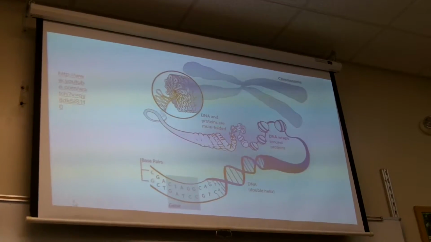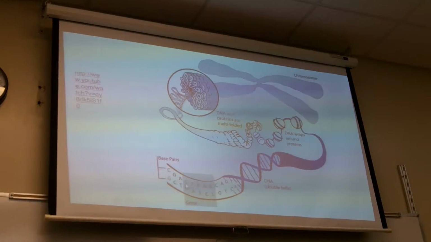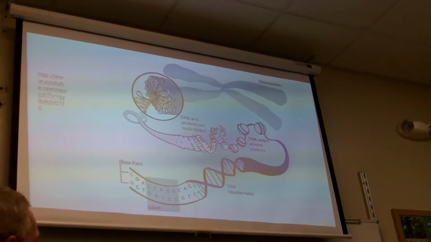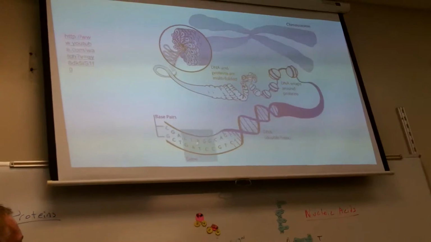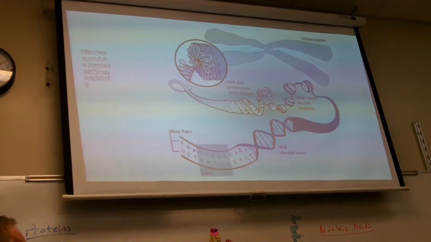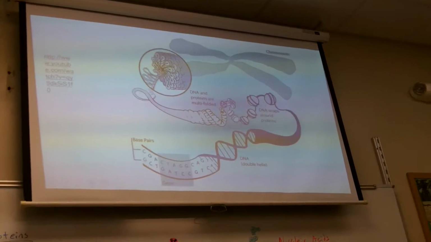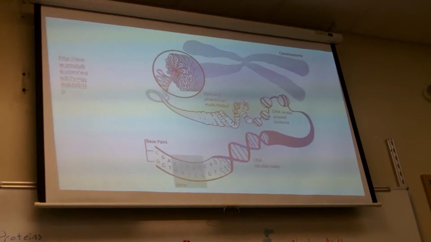Isn't this great? It's good stuff. This shows you how DNA is found in a cell. It's this long molecule that gets coiled up and gets wrapped around, and you can see the way it coils up into the structure that we call a chromosome.